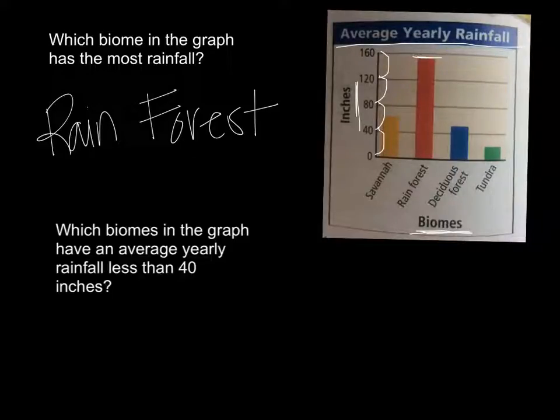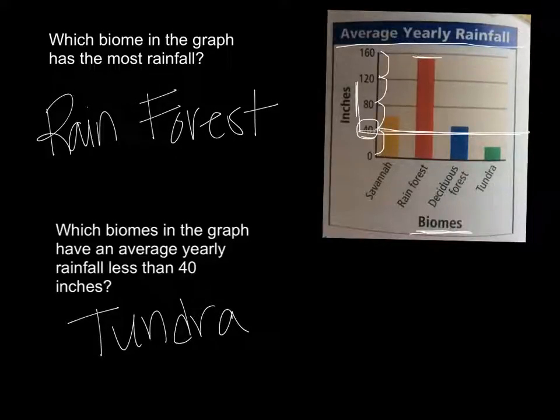Which biomes in the graph have an average yearly rainfall of less than 40 inches? So here's my 40 inches. I'm going to say which ones have less. I'm going to guess it's the tundra. Okay, so the tundra is the only one that has less. Now those are pretty easy. We just have to look at the graph and figure out what data that is. It doesn't say explain, it doesn't say any of that. We're just taking the information that's given to us on the graph and answering questions about it.